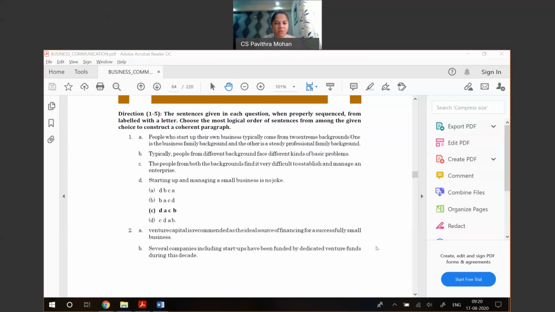No, DBAC will not be correct because B says typically people from different background face different problems. But if you see in the options, that option is not there. Typically people from different background, to say different background, you don't have what are the backgrounds. So the background has to be explained first, only then you can go with the option. If they have given you DBAC as an option, kindly be clear, interpret it properly, and then you can go ahead.